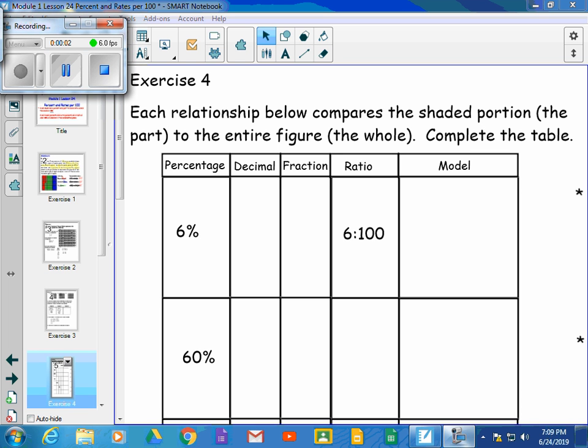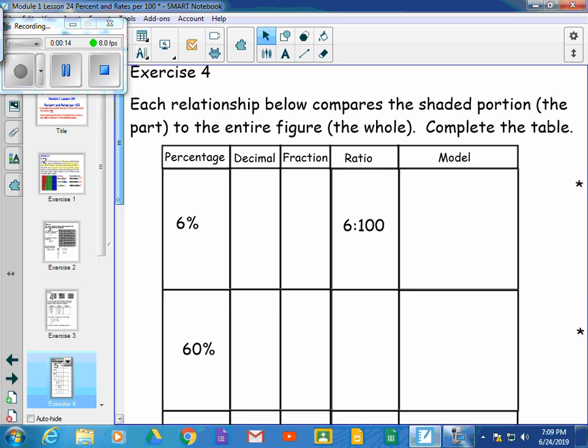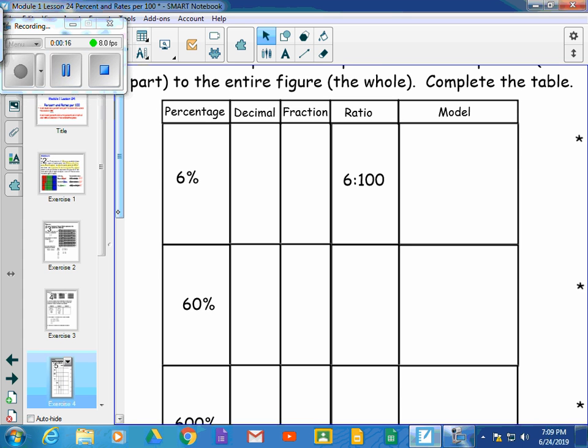Let's go on to exercise 4. It says each relationship below compares the shaded portion, the part, to the entire figure, the whole. Complete the table. Now I'm going to do a few of these examples with you, and then I'm going to have you finish the rest of the table.